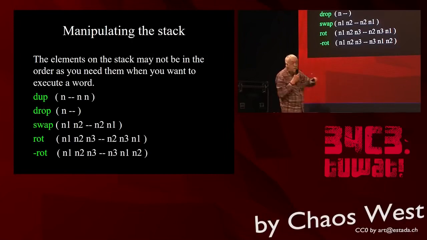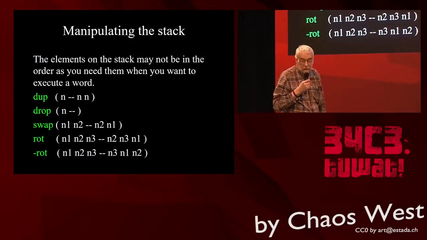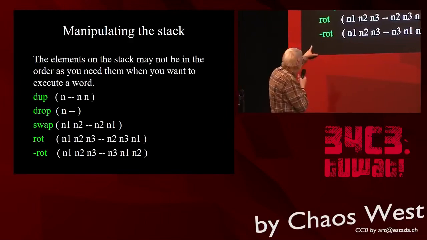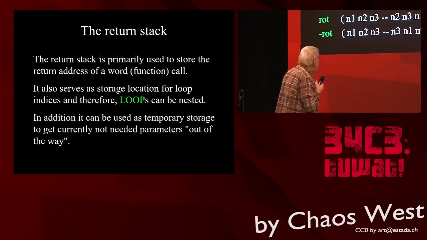Now you might start wondering, why is minus rot a valid name? Because most programming languages would say, aha, this is a minus followed by a rot. Not so in Forth.